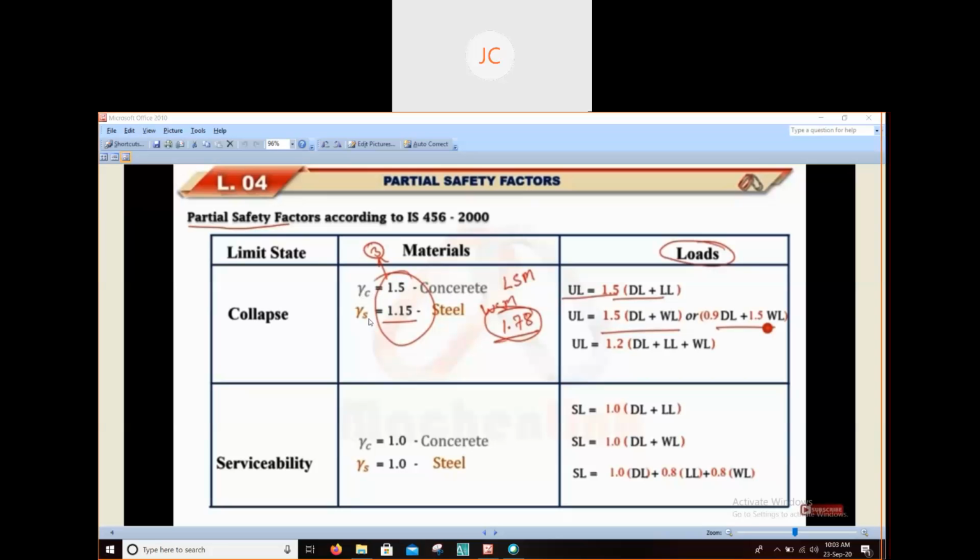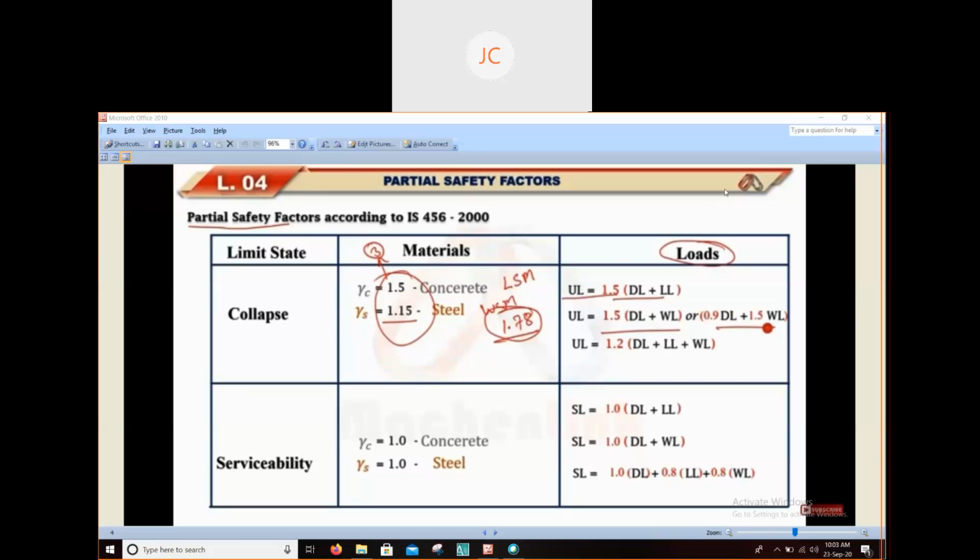Okay, partial safety factor for steel, it is 1.15. All of you remember these two values. Partial safety factor for concrete in limit state of collapse is 1.5, and partial safety factor for steel for limit state of collapse is 1.15. All of you remember these two values, because in any competitive exam or in your final exam you can expect some questions on that.